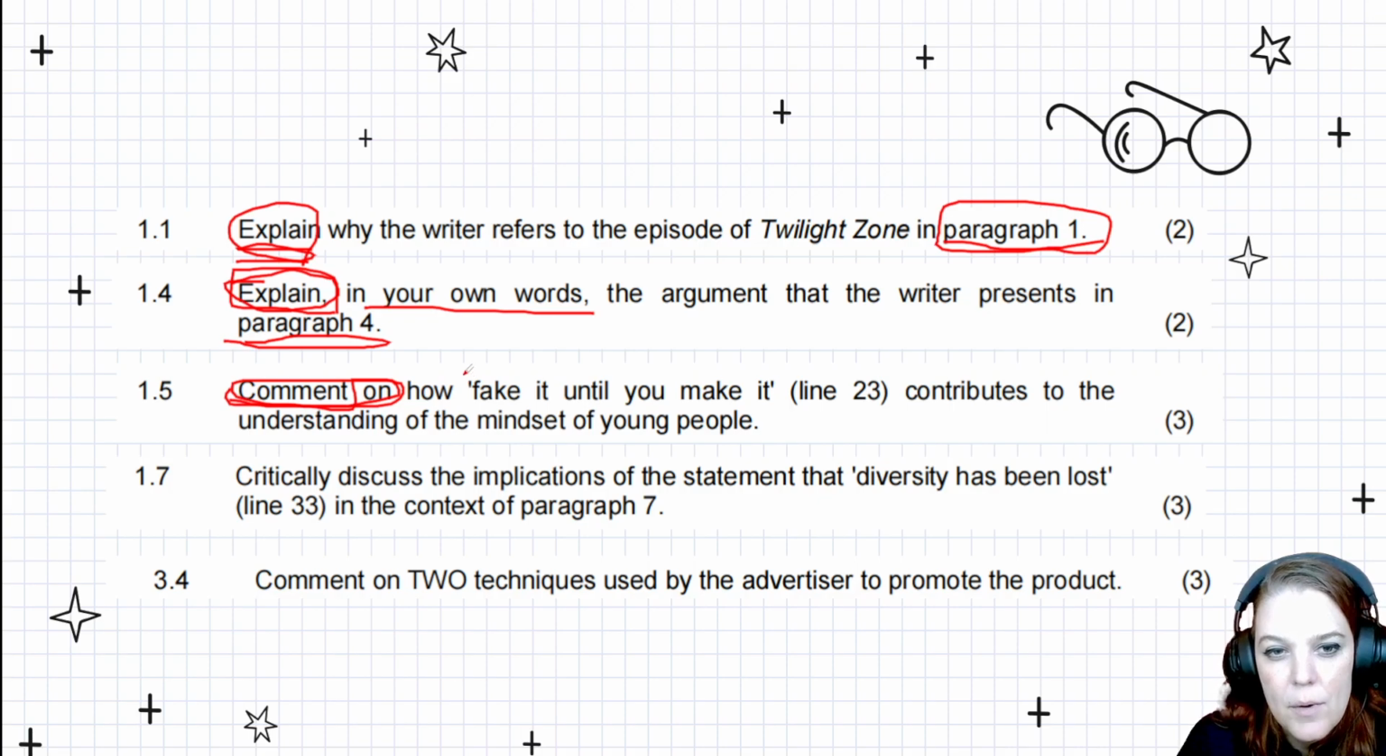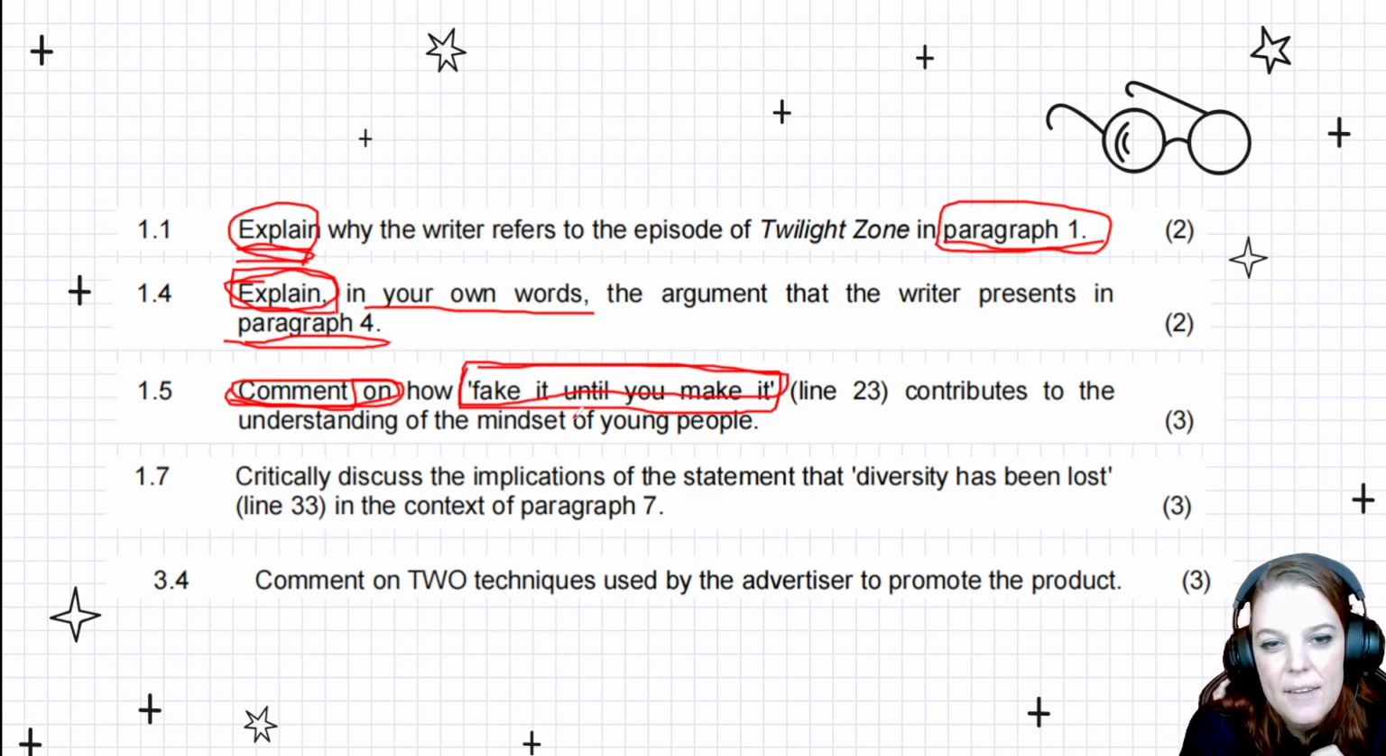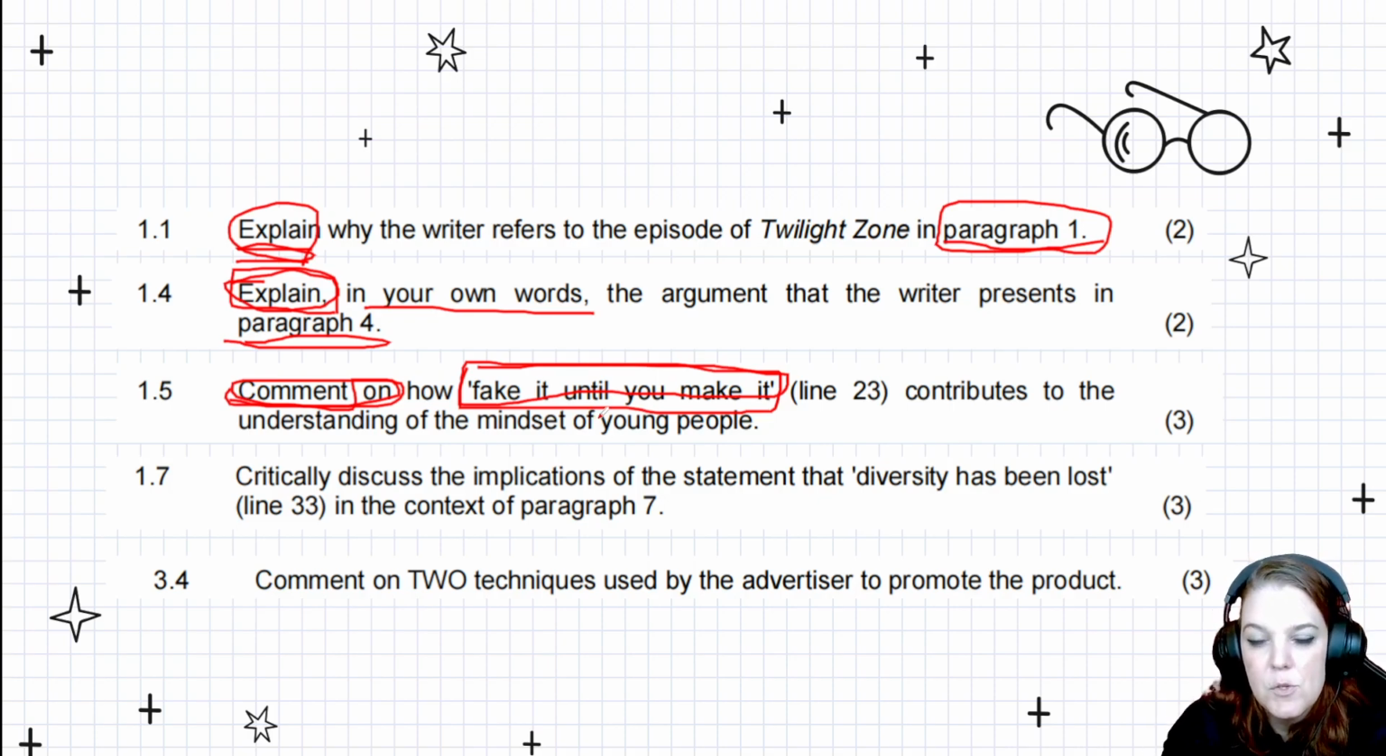So here they want us to break down this phrase. I'm sure you guys have heard this before, fake it until you make it. They're asking us to explain what this means, so not only explaining what that phrase means, but also how it contributes to the understanding of the mindset of young people. Again, we don't have the whole comprehension out in front of us, so it's a little bit tricky to dissect and actually answer this question right now, but these are just things that we should be taking note of when we are looking at questions and question words.